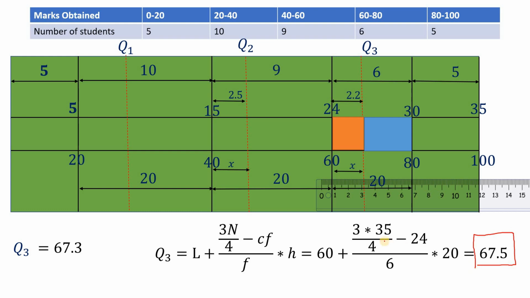As you can see also, the difference in the answer is given by the precision that we take by using the ruler. Since we couldn't find the exact measurement of this value using the ruler, we get some errors in the third quartile, but the approximation is almost the same as that of the real result.